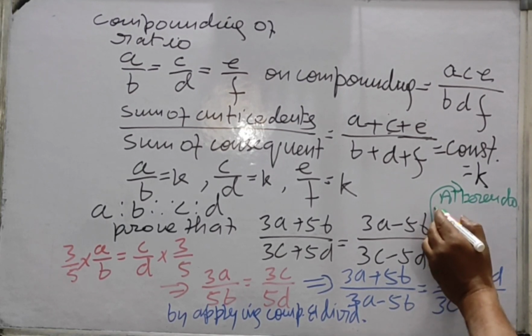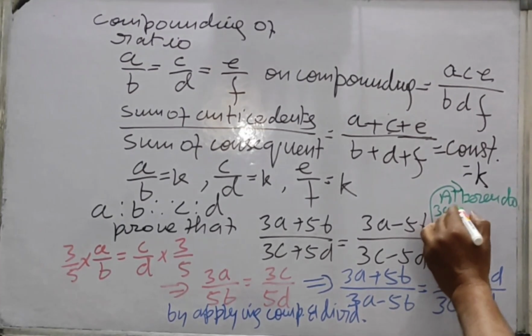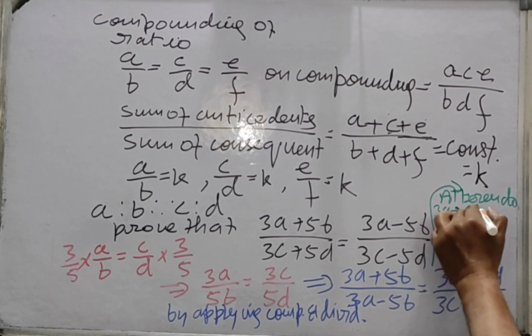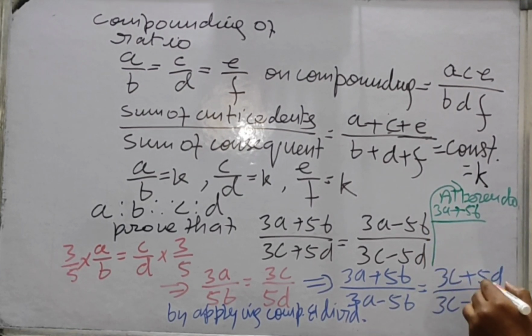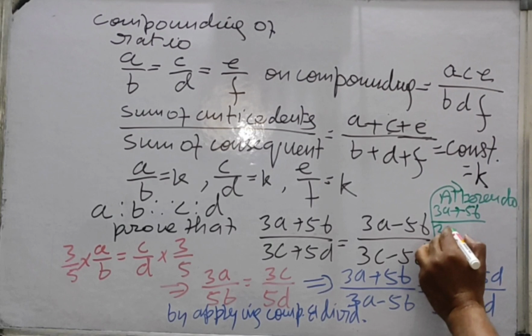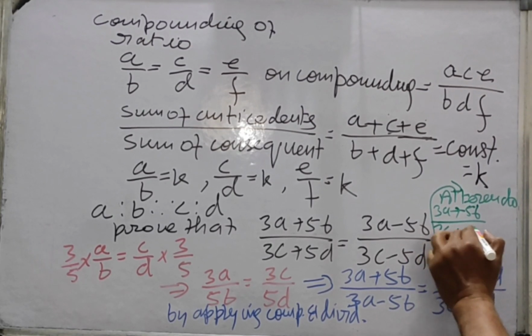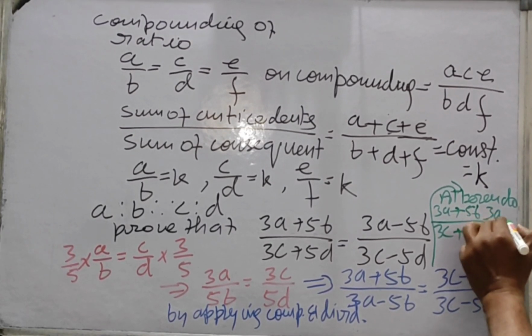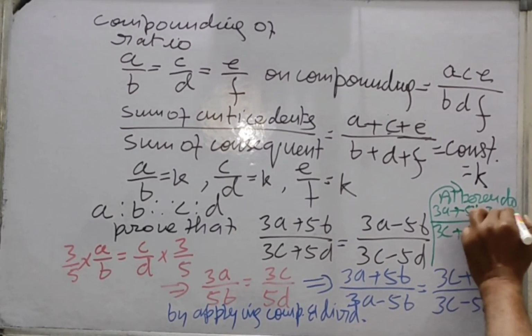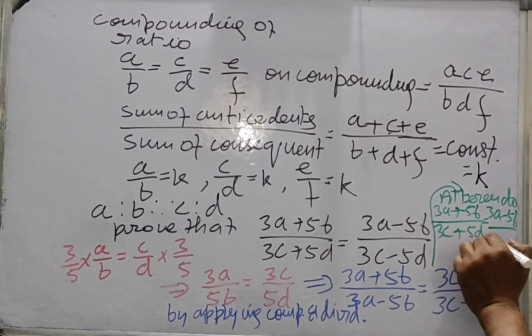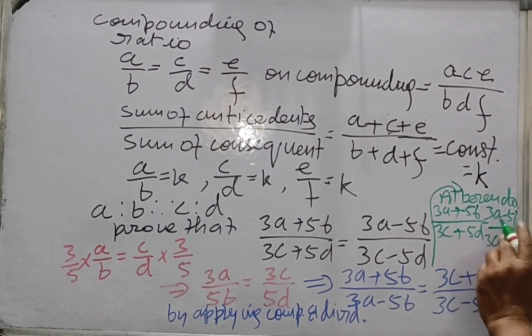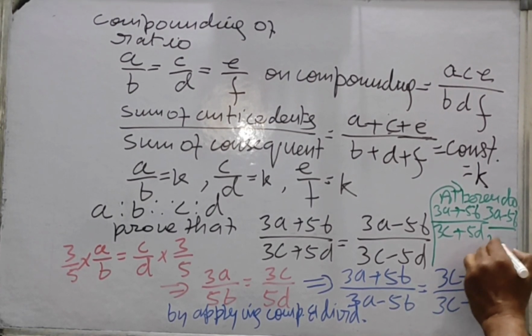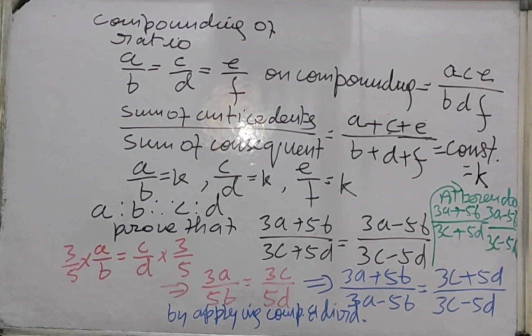So we get 3a plus 5b upon 3c plus 5d is equal to 3a minus 5b upon 3c minus 5d, right? This is the question.